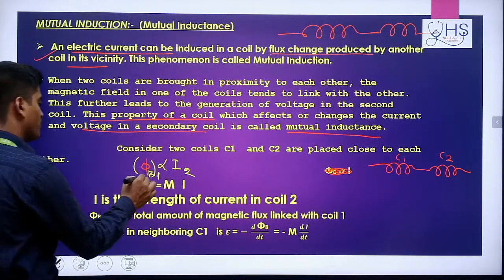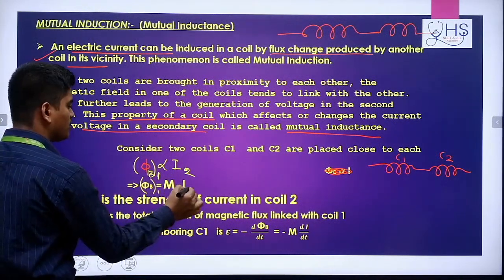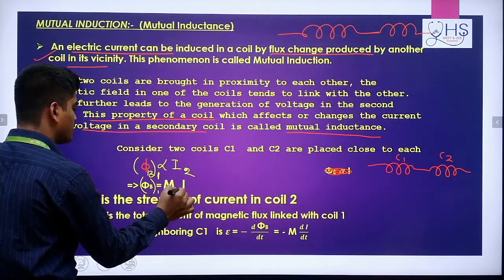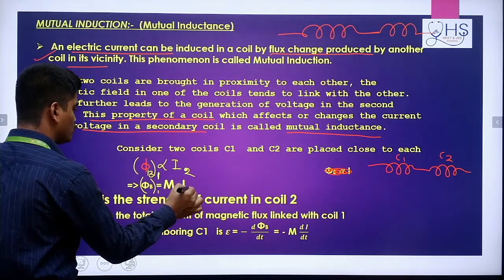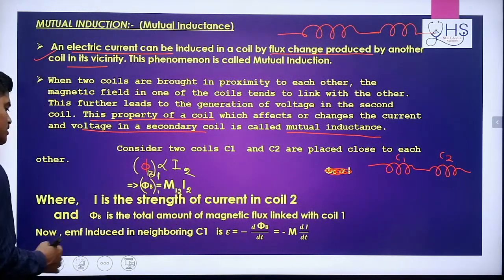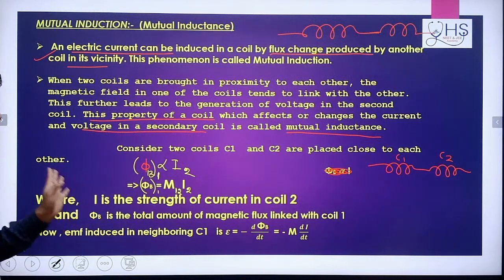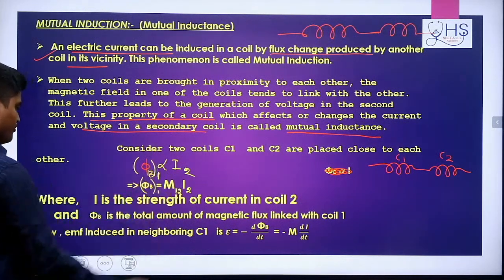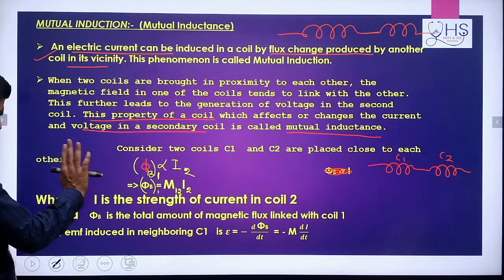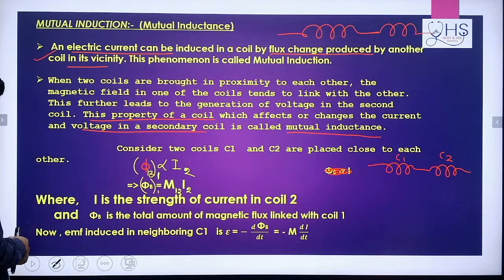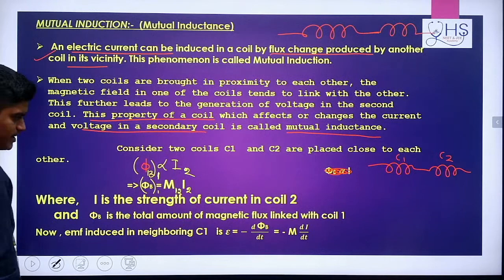Now, the magnetic flux in coil 1 is equal to a proportionality constant times I2. To that proportionality constant I give the symbol M12, because that is the mutual inductance of coil 1 with respect to coil 2. That's why you can give the symbol M12 here, or normally you can just say M.